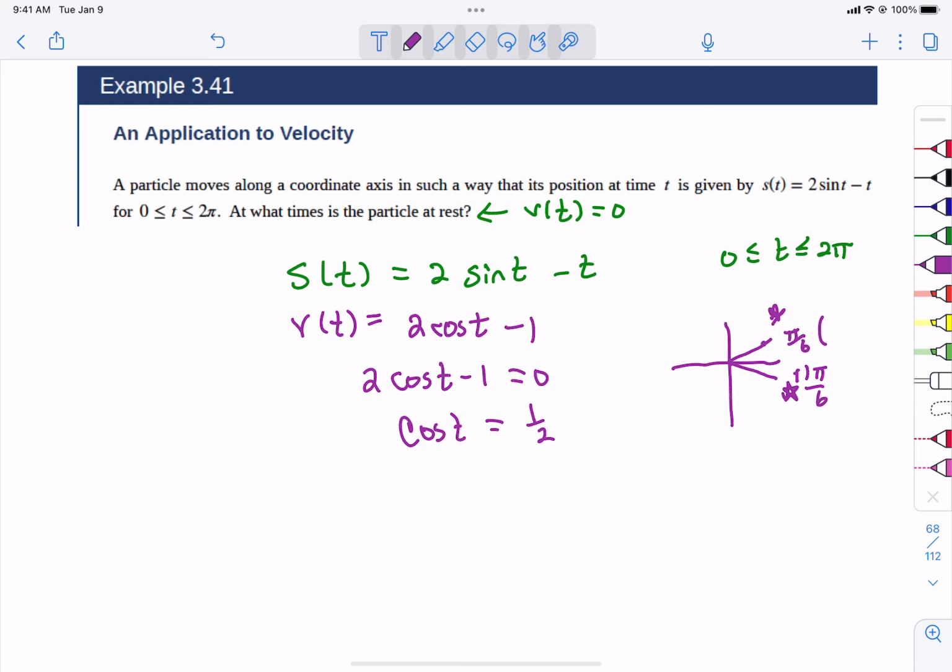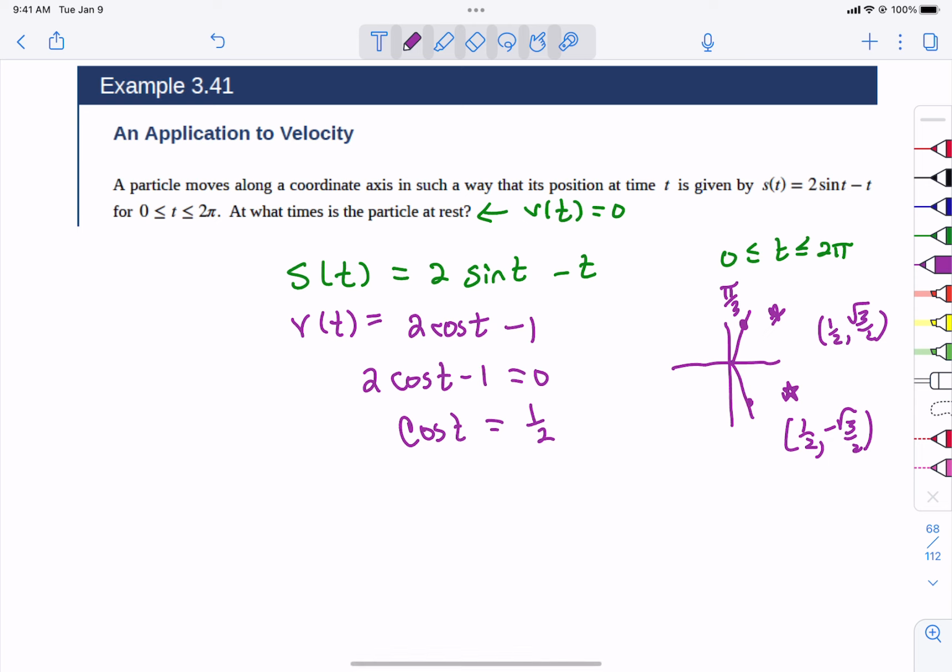Now how do I know that? Well, this is the point 1/2, square root of 3 over 2. And this one is the point 1/2, negative square root of 3 over 2. Wait a second, I didn't draw that right, did I? Okay, it's not pi over 6. Yeah, it's pi over 3. The points I have are right, but that is not the point that's right there. Okay, this point would be 1/2, square root of 3 over 2. That's pi over 3.